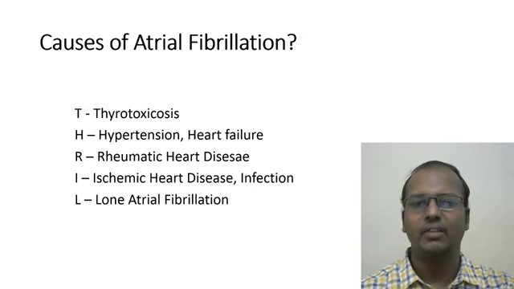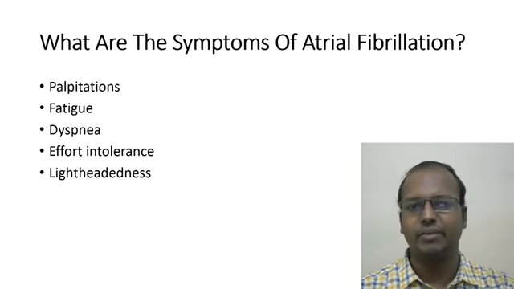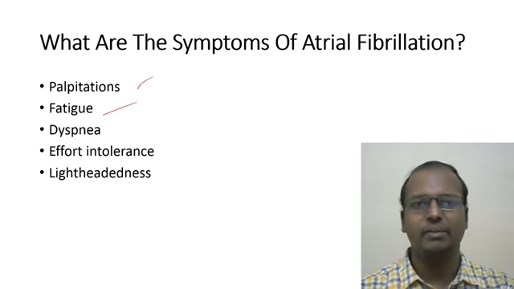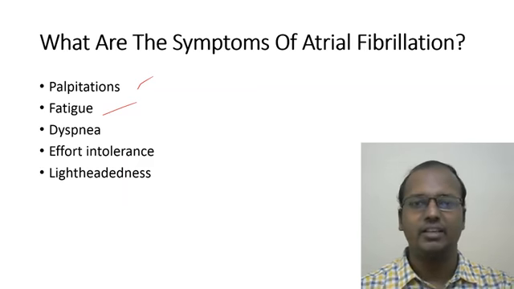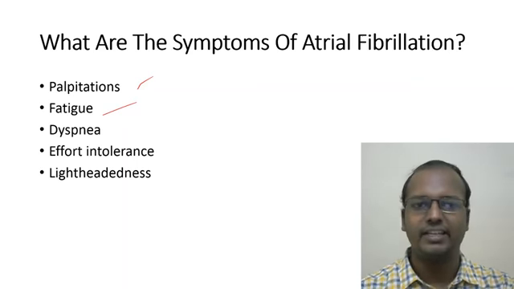Okay. So what are the symptoms of atrial fibrillation? Atrial fibrillation can cause palpitation because of the rapid chaotic rhythm. It can cause fatigue because the atrium is not contracting well, the ventricle is also not contracting well. It's contracting at a rapid rate. That means the blood flow received into the ventricle is impaired, and the blood pumped out of the ventricle is also impaired. So it can cause fatigue, exertional dyspnea, effort intolerance and lightheadedness. Okay, these are the symptoms of atrial fibrillation.